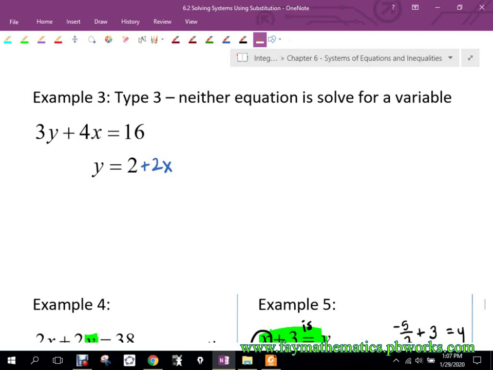Now, yes, this is different than y equals mx plus b. It's like y equals b plus mx, right? But that doesn't really matter when we substitute, okay? So just as long as your y is by itself, now I can come up to this equation, and where I see a y, what can I replace it with? 2 plus 2x.